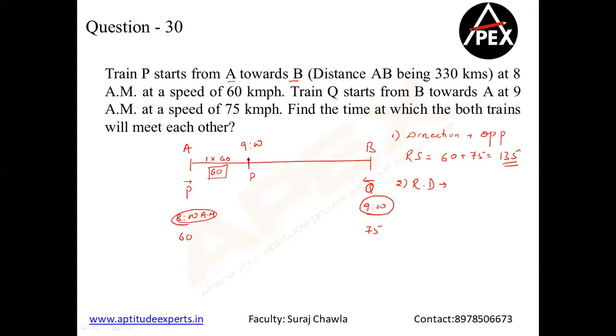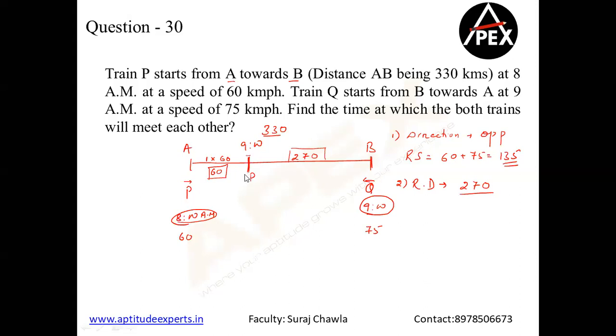Clear? At 9 o'clock, since P is here and Q is at 9 o'clock here, this distance will become your relative distance. Your total distance is 330. From 330, if you subtract 60, therefore 270 becomes your total distance. Clear? So this is your relative distance, the distance separating both the bodies at the same time frame.